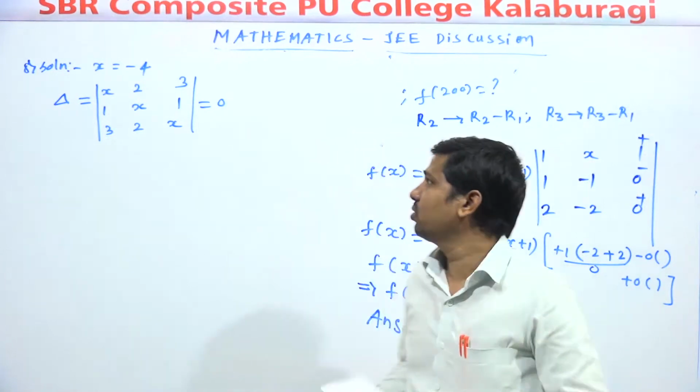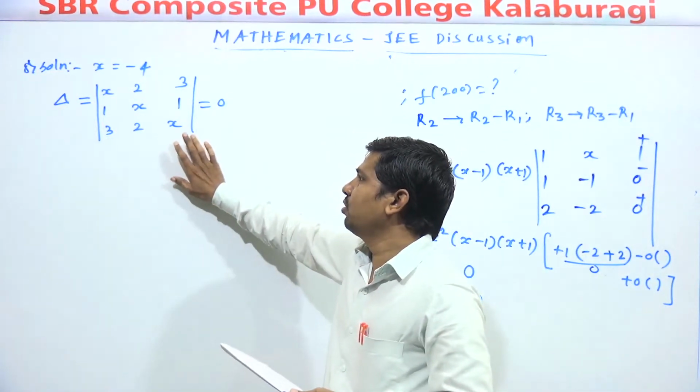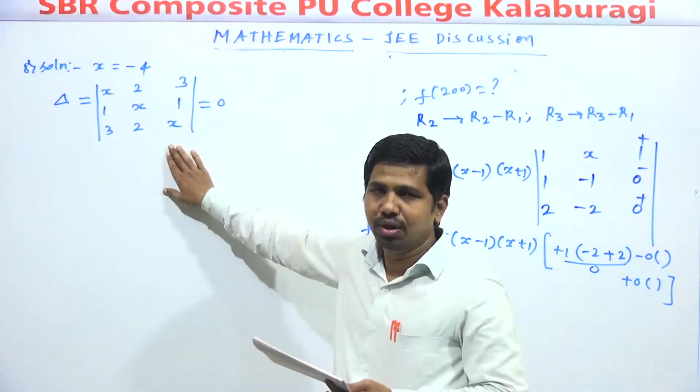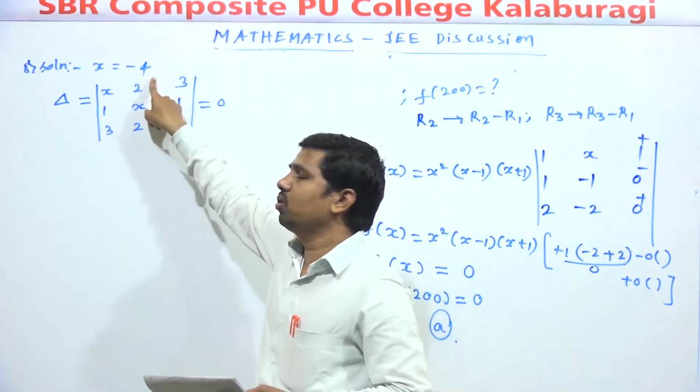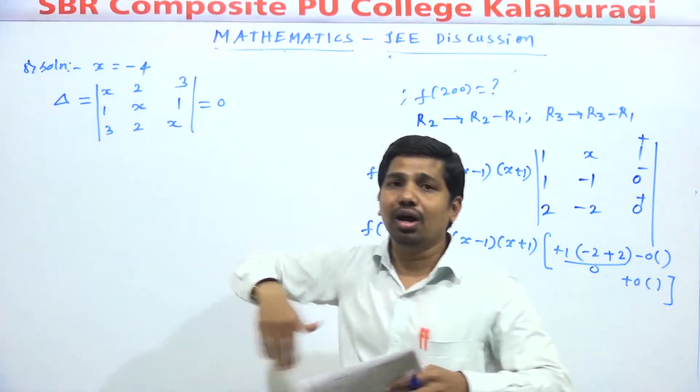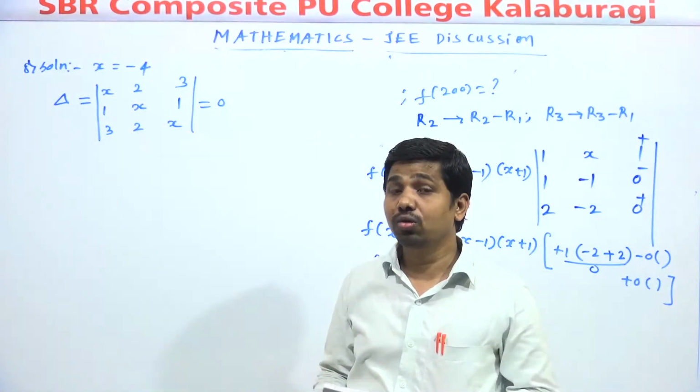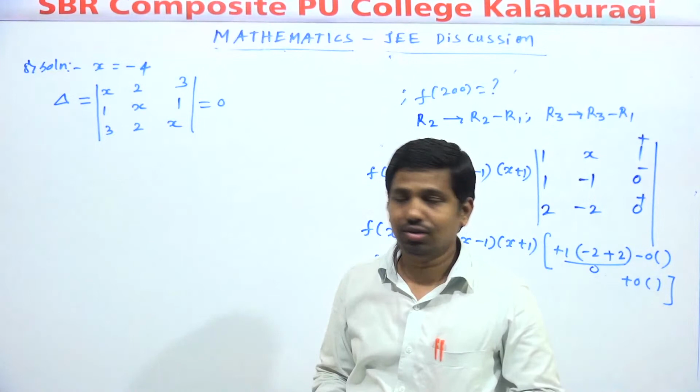So x equal to minus 4 is one of the roots of this determinant. It means if you expand the determinant, I get a cubic equation. A cubic equation has 3 roots. Among those 3 roots, one of the roots is already minus 4. So you have to find the other 2 roots, meaning the other 2 values of x.